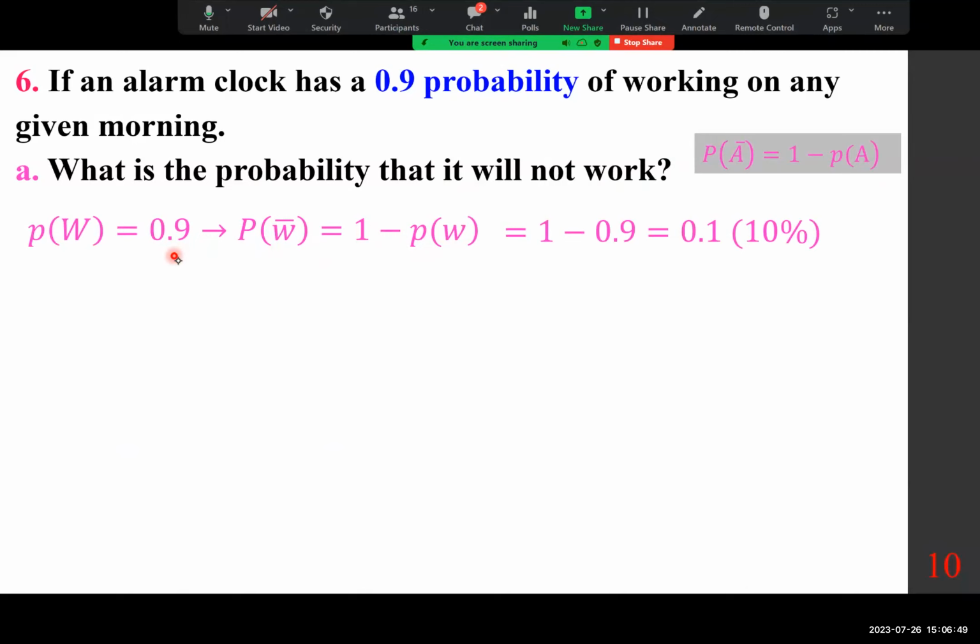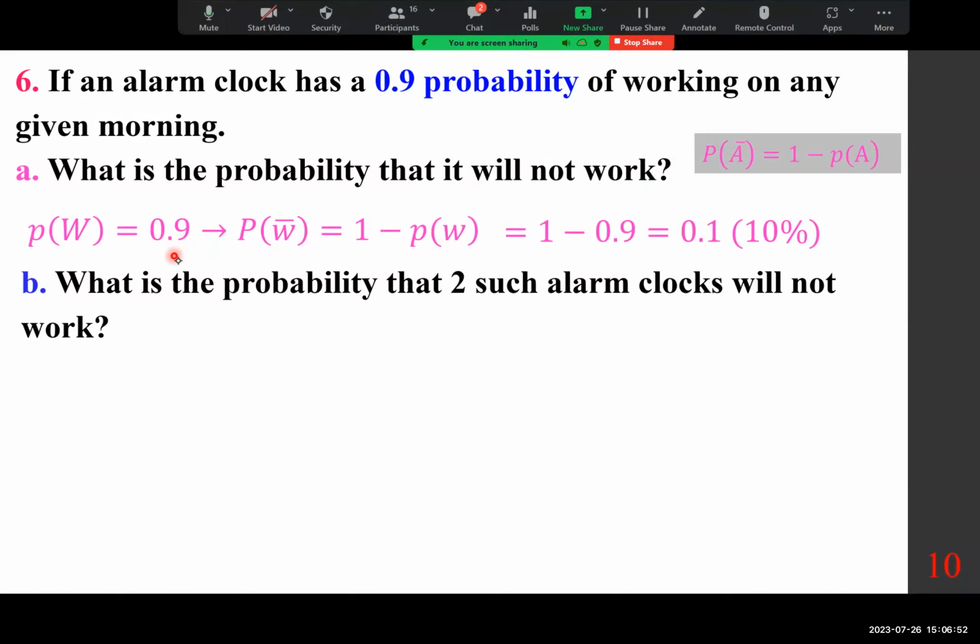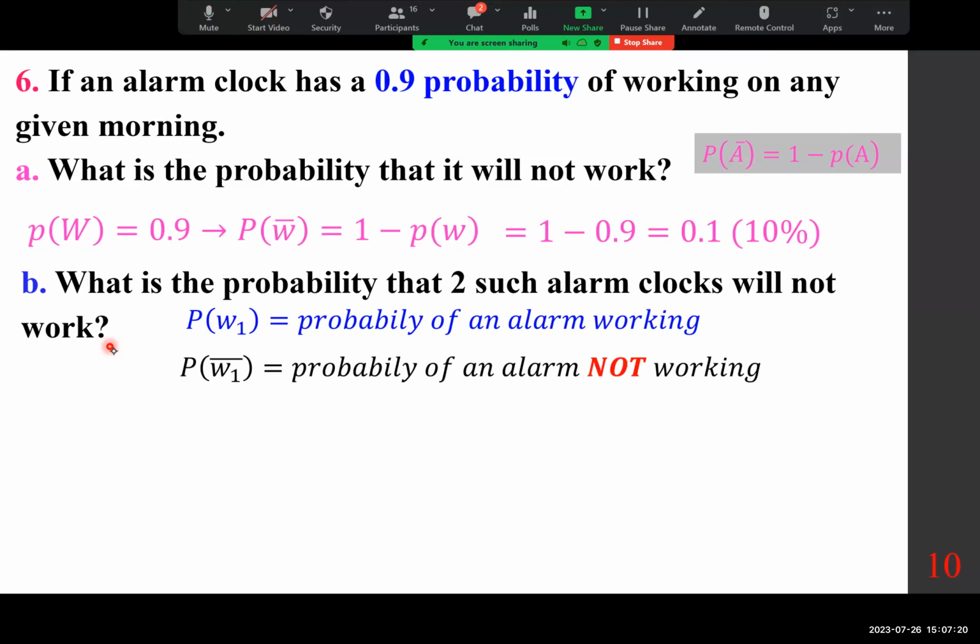So there's a 10% chance the clock will not work, which is not good. But here's the idea, and it's called the concept of a quality control. What is the probability that 2 such alarm clocks will not work? Now, a couple of ways to handle this. But for now, the first one is not working. Probability of W1 versus probability of W1 bar. So this represents working, this with the bar represents not working.